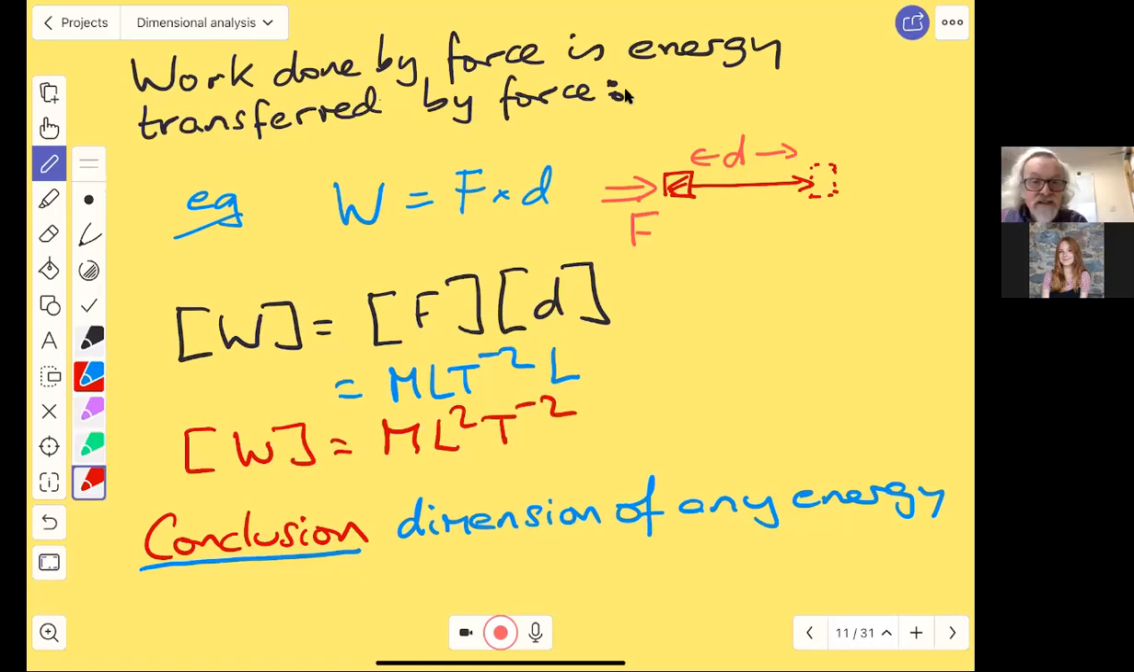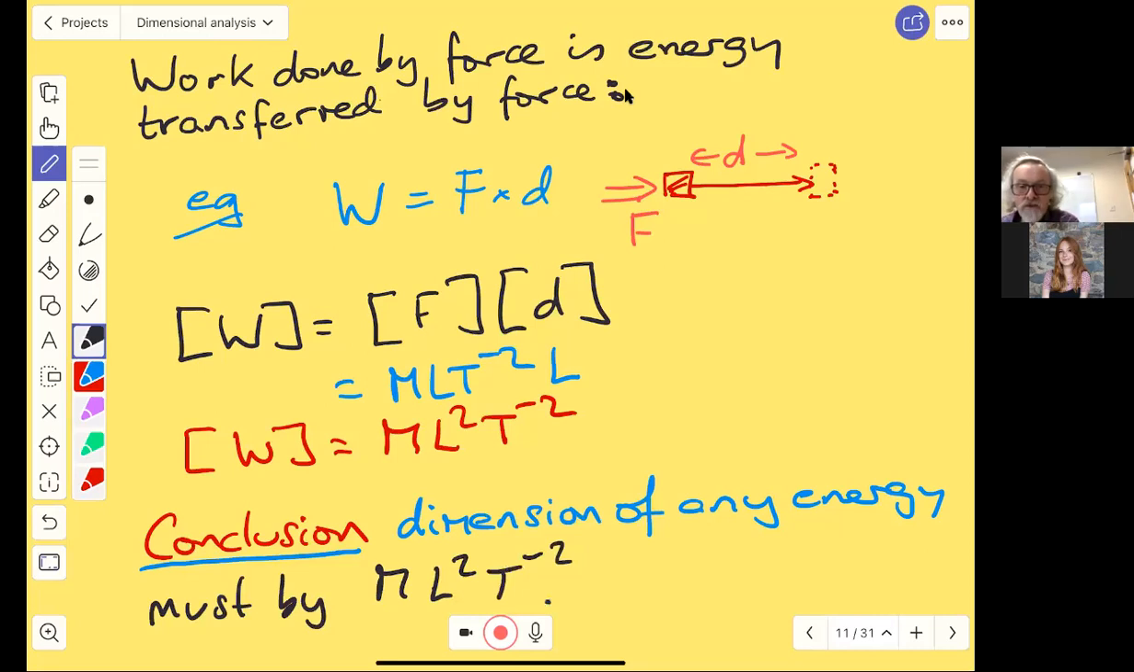Now, this is the energy transferred by a force. So we make an important deduction from it. And our deduction is that any expression for energy must have this dimension. So the dimension of any energy must be M L squared t to the minus 2. So any expression which is going to have units in SI of joules has got to have dimensions of M L squared t to the minus 2. Does that make sense to people so far before I go on to the next slide?